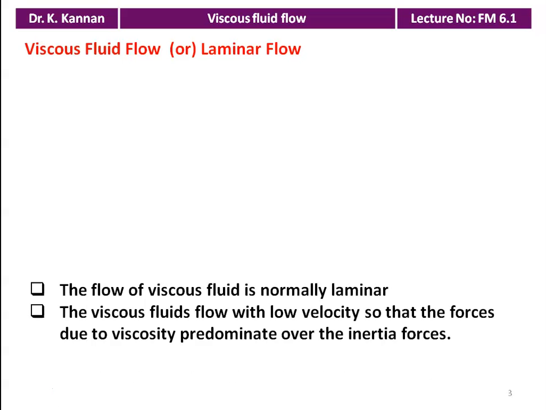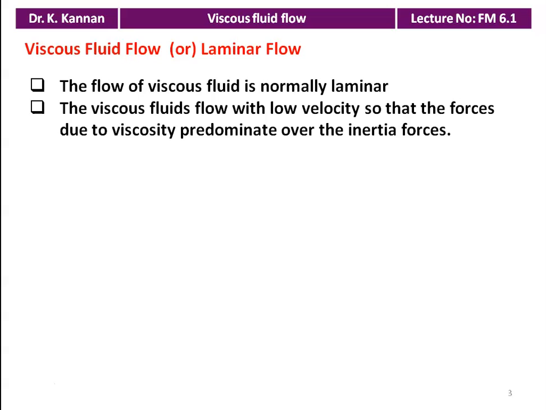Viscous fluid flow or laminar flow. The flow of viscous fluid is normally laminar. The viscous fluid flows with low velocity so that the force due to the viscosity is predominant over the inertia force. So, there are two forces when the fluid is flowing through the pipeline or open channel. One force is due to the inertia of the fluid and another force is due to the viscosity. The relation between these two forces is given by Reynolds number.